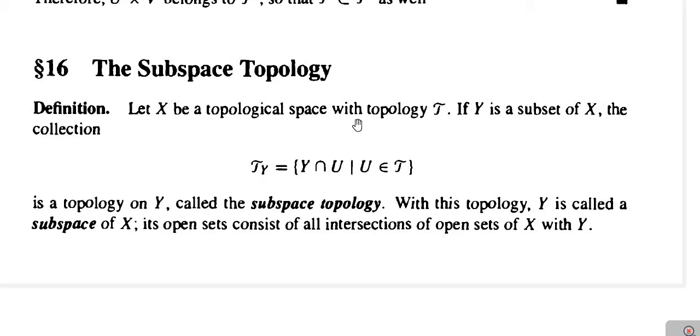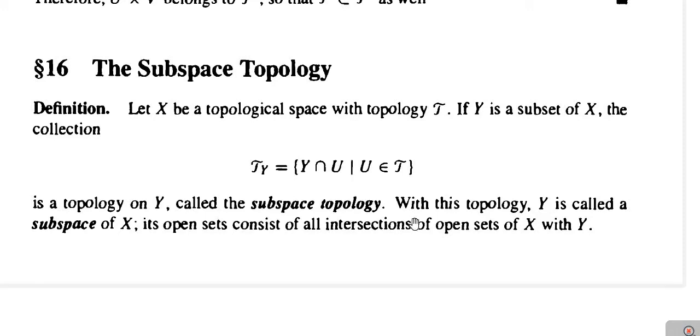If X is some topological space with topology tau, and if Y is a subset of X, then the collection tau Y, which is the set of all elements of the form Y intersection U, where U is some element of tau. U is an element of tau, which means that U is an open subset of X. Then this collection tau Y is a topology on Y, and it is called the subspace topology. How are the members of this subspace topology? Members of this subspace topology are nothing but the intersections of open subsets of X with the set Y.